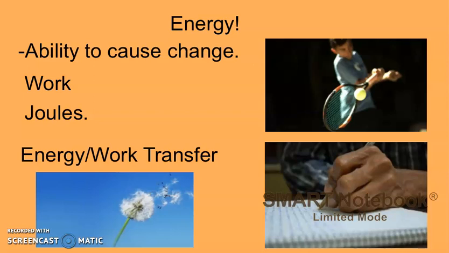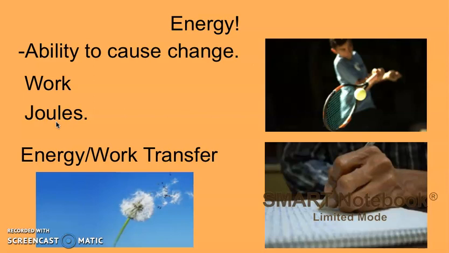Now, energy is the ability to cause change. So without energy, nothing would ever change. So what makes energy? Well, it's work, and we've studied work. Like work, energy is a force that's given over a distance. So energy is work. And you can probably guess what the unit of energy is. Just like with work, it is joules.